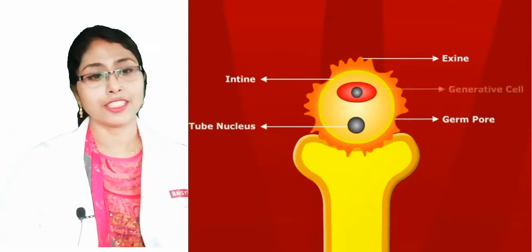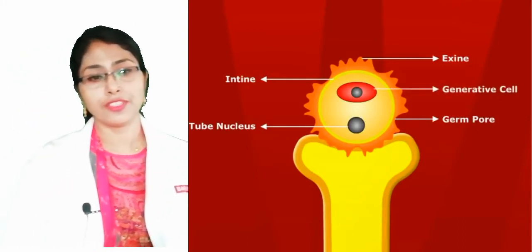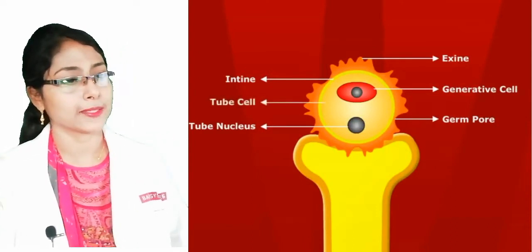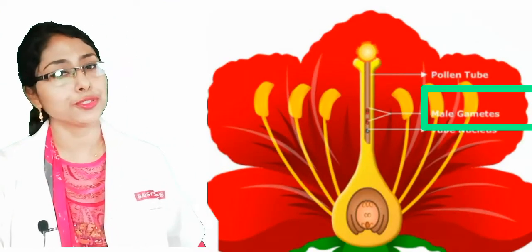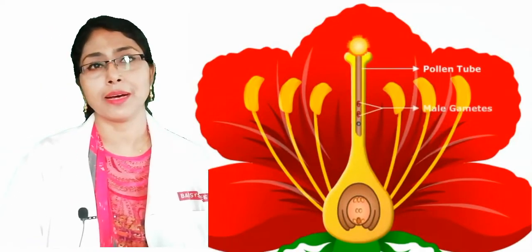Pollen grain has two nuclei. The smaller nucleus is called generative nucleus and the larger nucleus is called tube nucleus. Generally, pollination takes place in this binucleated condition. The generative cell will divide to form two male gametes, and the tube nucleus makes the pollen tube.